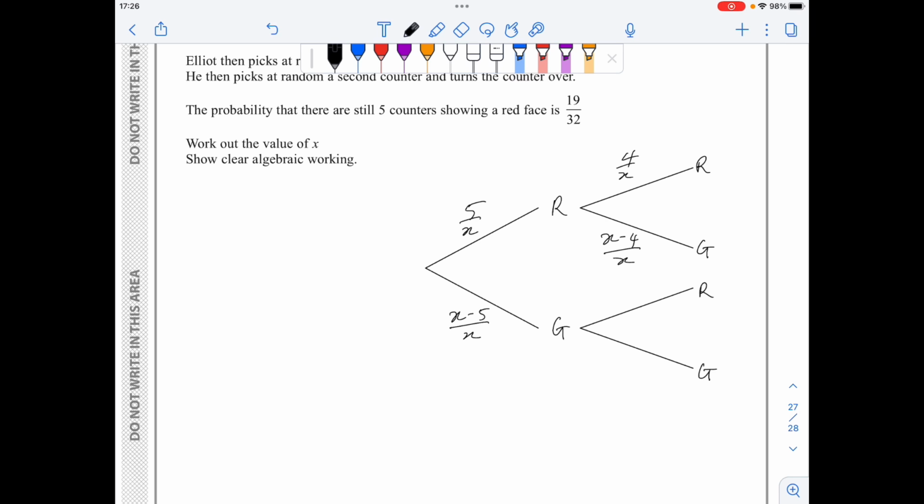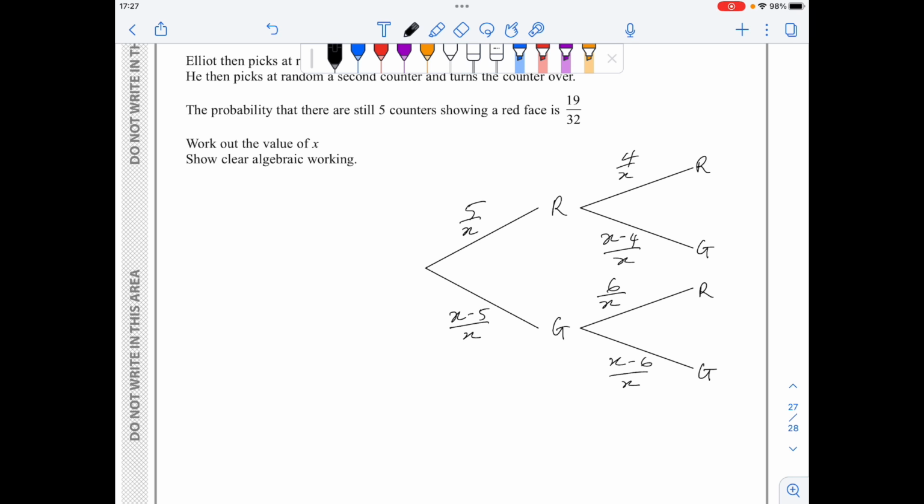However, if the first one selected was green, then the number of red faces increased by 1, and the number of faces which were green decreased by 1. Hence, the probability of the second one being red is 6 over x, and the probability of the green one is x minus 6 over x.